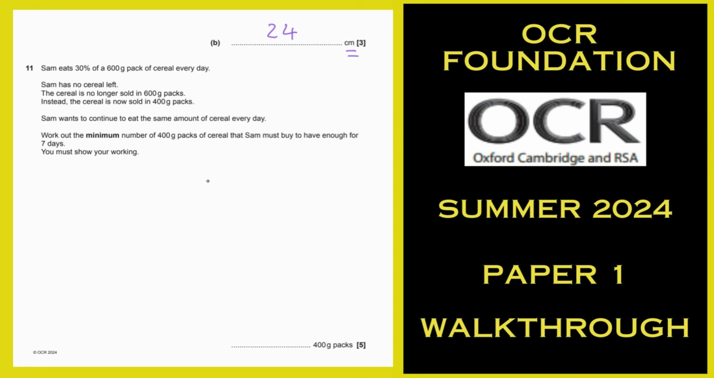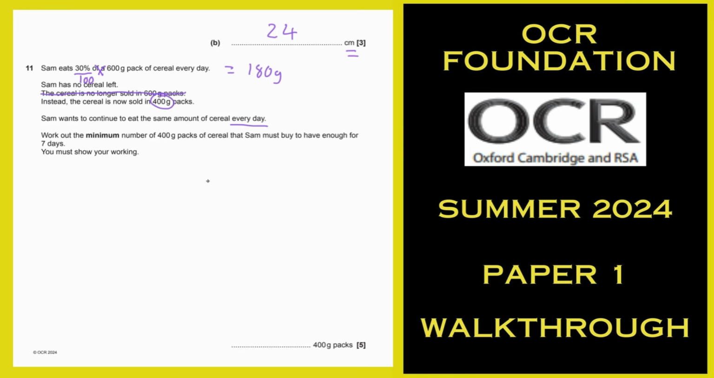Sam eats 30% of. Stop. To find 30% of a number, you divide by 100, and of means times. Sam's eating, instead of waffle, Sam's eating 180 grams per day. Sam's run out of cereal. It's no longer sold in 600 gram pack. Well, whatever. Instead, it's sold in 400 gram packs.